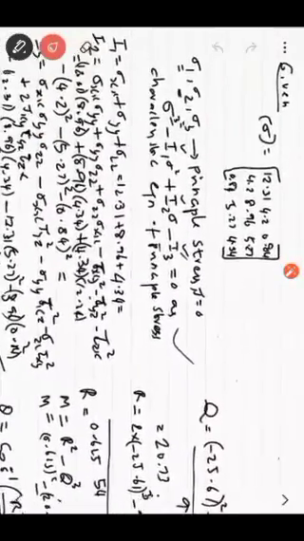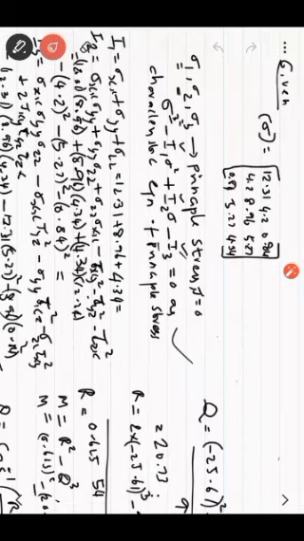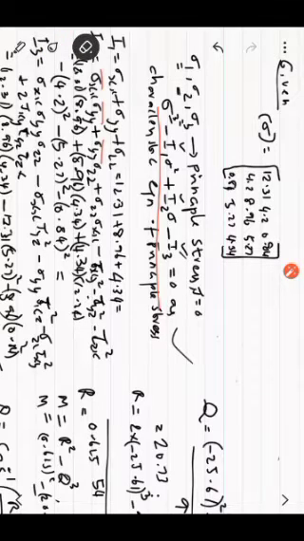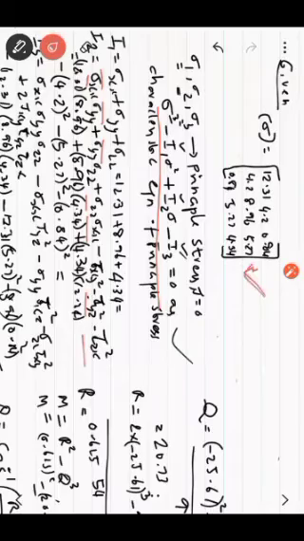Whatever is given, first we have to write the characteristic equation. Then you have to find the I values. I1 is sigma xx plus sigma yy plus sigma zz. I2 value is sigma x sigma y, plus sigma y sigma z, plus sigma z sigma x. Then you have to subtract tau xy square, tau yz square, tau zx square. Substitute all the values from here, and you will get the I2 value.